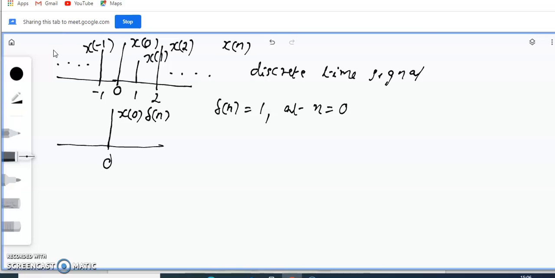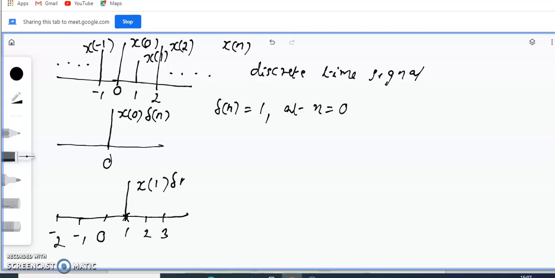Okay, similarly we can take the next point, that is at n is equal to plus 1, isn't it? At n is equal to plus 1, it is having a value, right? It is x of 1. And suppose that I multiplied this with delta n minus 1. So what is the value of delta n minus 1? Delta n minus 1 will be having a value 1 at n is equal to 1.